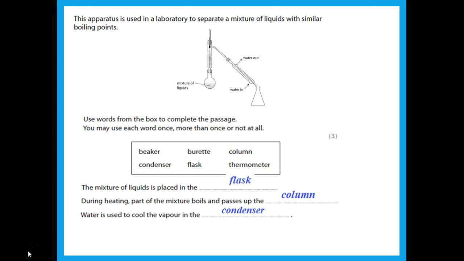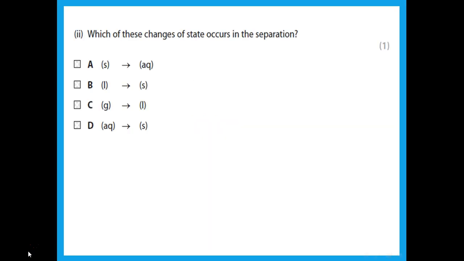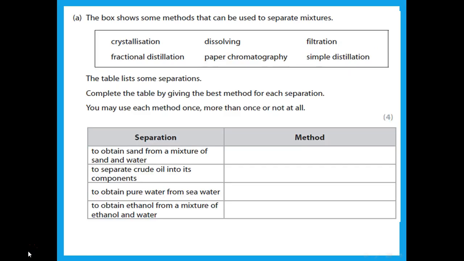Easy? Should be. Okay? Which of these changes of state occurs in the separation? When we're doing distillation, which change of state is happening? Solid change into something? No. Liquid change into solid? No. Gas changing to liquid? Yes, because that's what happens in the condenser. The water vapor, gas, goes into the condenser and becomes a liquid. So that's my answer. Okay. The box shows some methods that can be used to separate mixtures. The table lists some separations.